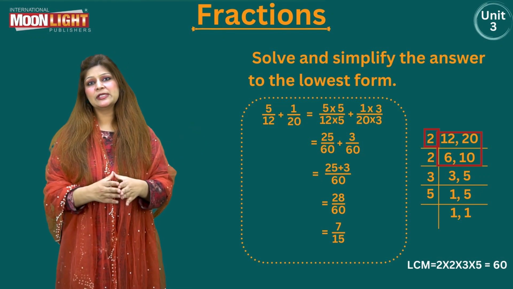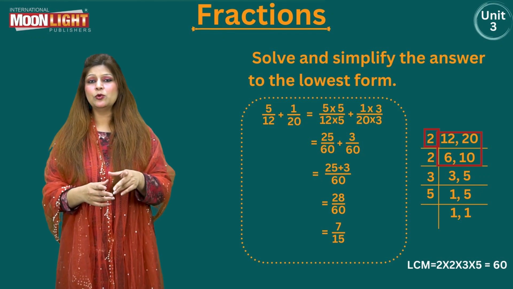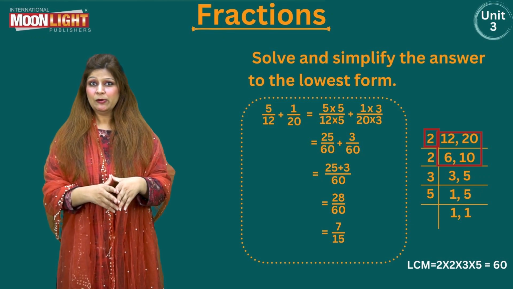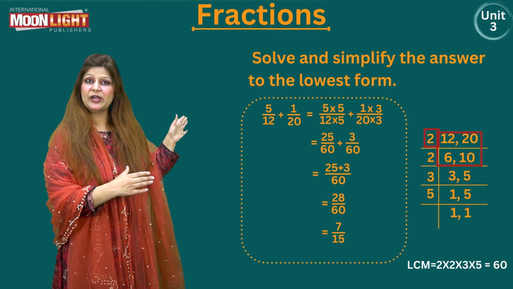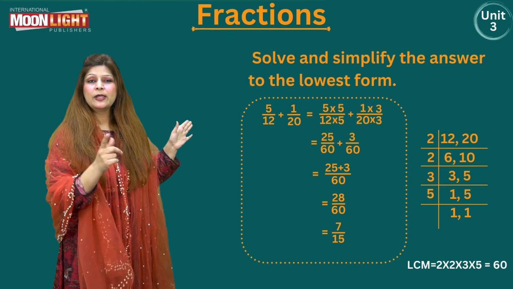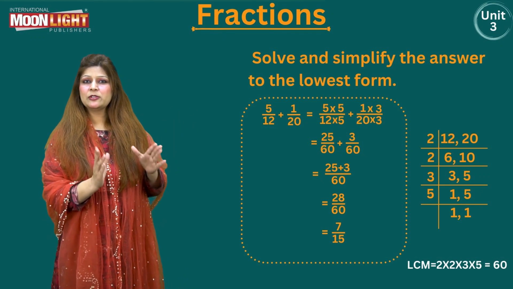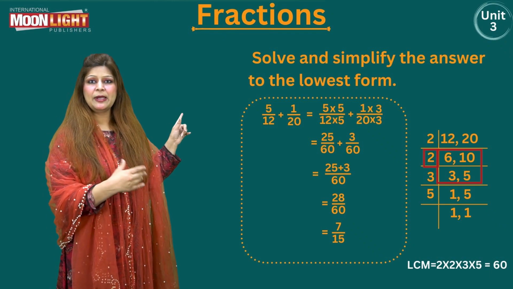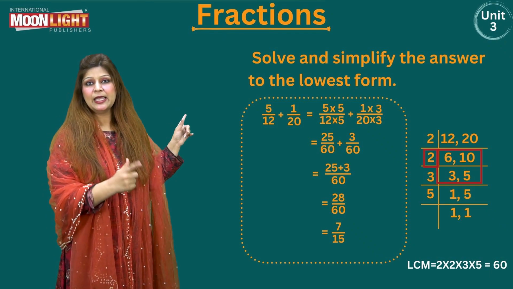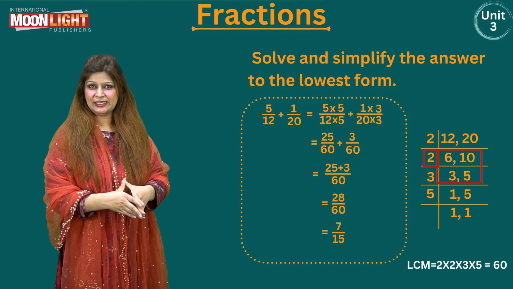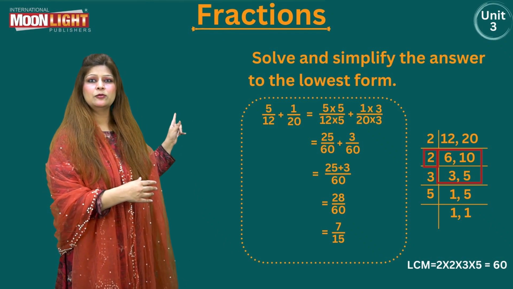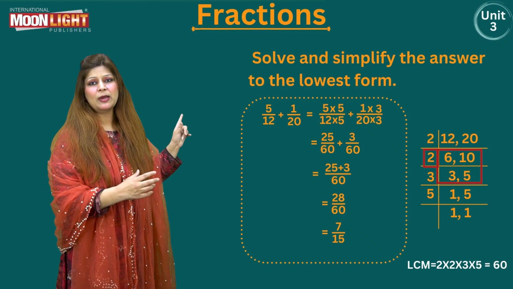Now these two numbers are again divisible by the number 2, a prime number, remember? All of these must be prime numbers, if you remember that. So 2 is also a prime number, so I'm going to cut this number 6 by the number 2: 2 3s are 6, and the number 10, 2 5s are 10. So I'm going to write this down like 3, 5.